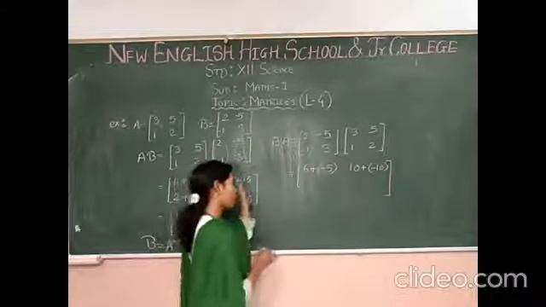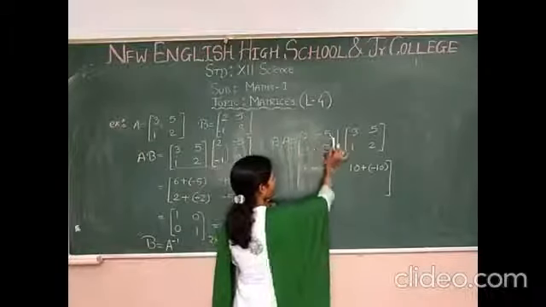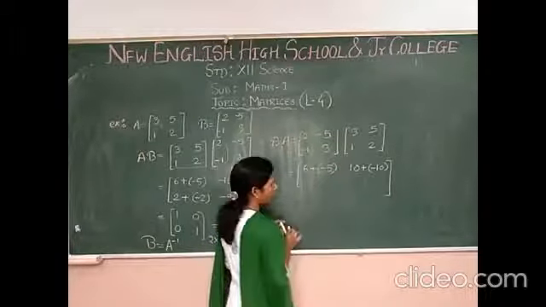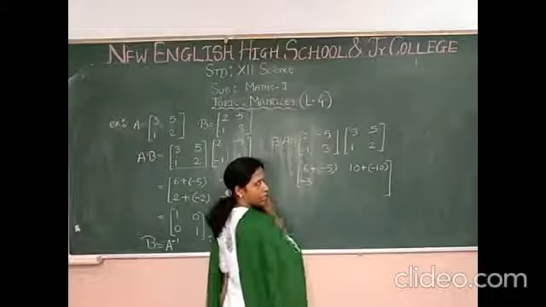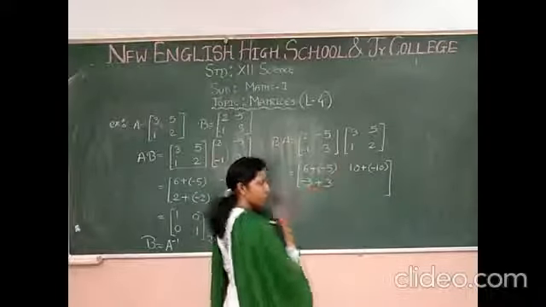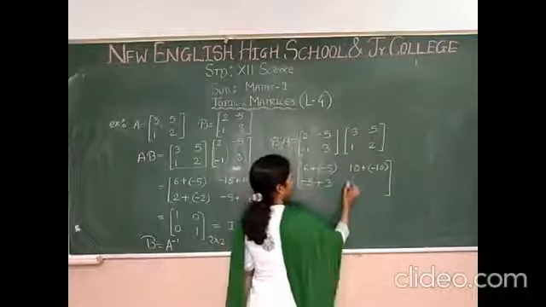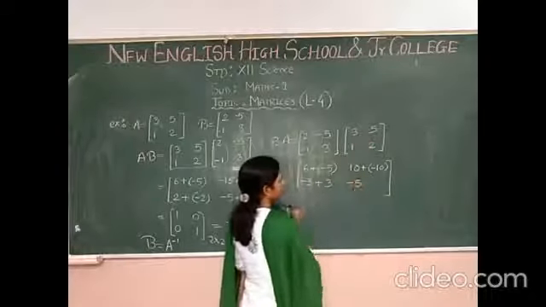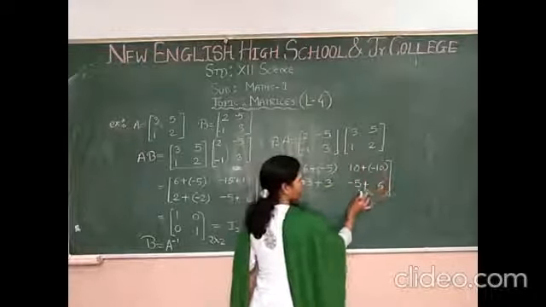Okay. Now -1 into 3. First row we are done with first row. Let us start with second row. -1 into 3, that is -3. Plus 3 into 1, that is 3. Now -1 into 5, that is -5. Plus 3 into 2, that is 6.